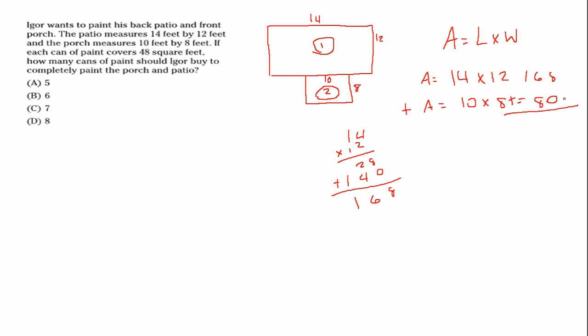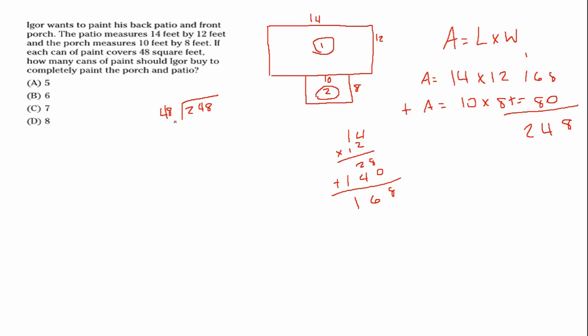Now we add them together. 0 plus 8 is 8. 6 plus 8 is 14. Carry the 1. 248. So we know the area of the combined spaces is 248 square feet. We know one can of paint covers 48 square feet. So to find out how many cans he needs, we have to divide 248 by 48.